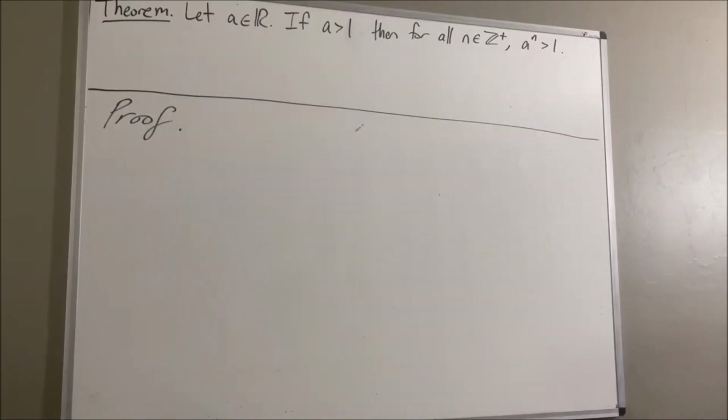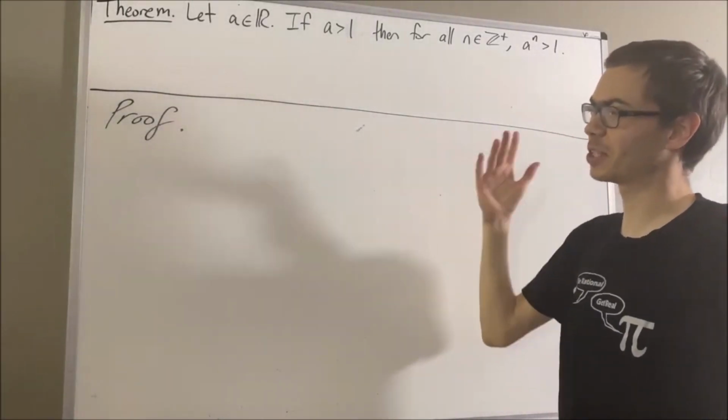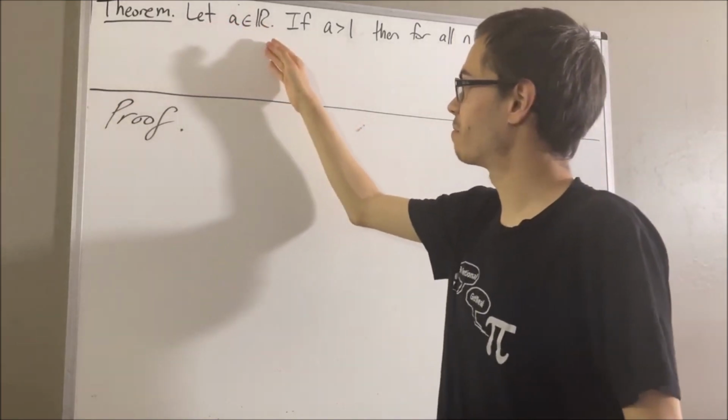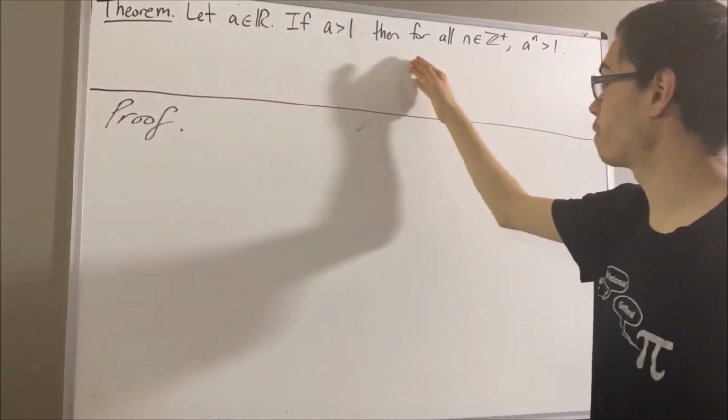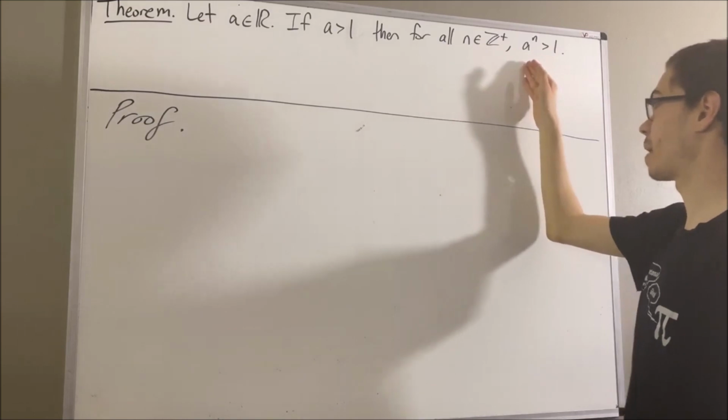Hello! In this video, we are going to prove the following theorem. Let a be a real number. If a is greater than 1, then for all positive integers n, a to the power of n is greater than 1.